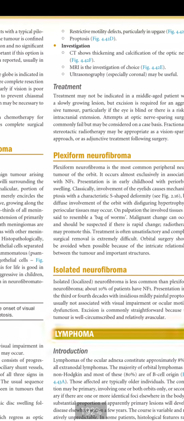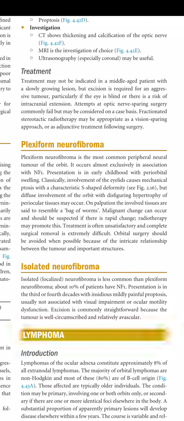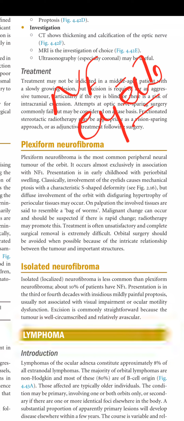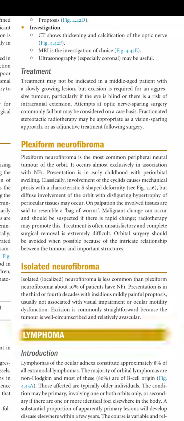So next is a plexiform neurofibroma. Plexiform neurofibroma is also associated with NF1. It is sometimes associated with an eyelid tumor. It has a characteristic S shape, ptosis and deformity, but sometimes it is associated with the orbit as well.